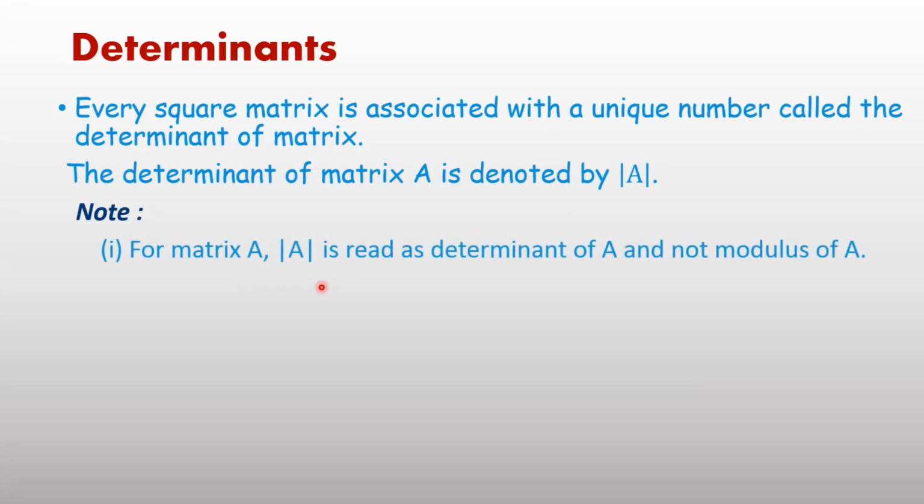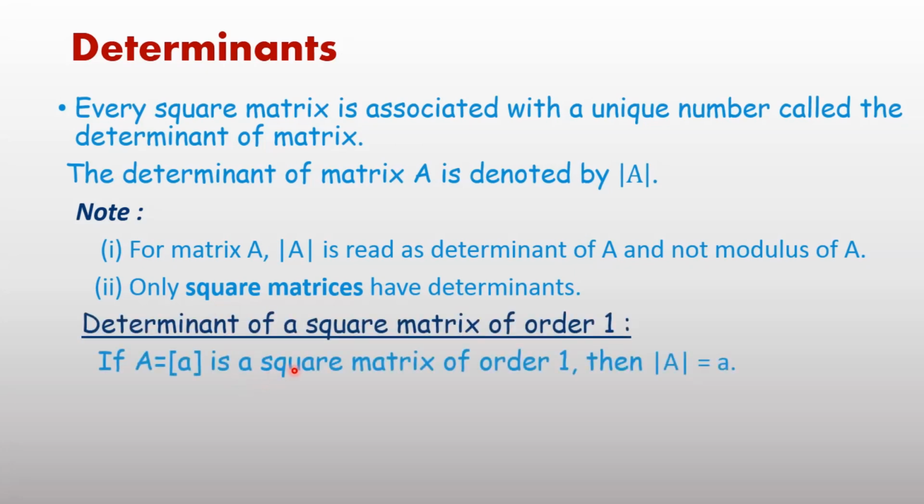For matrix A, only square matrices have determinants. Two points you have to remember. The definition is clear. If any square matrix is given, it is associated with a unique number. That number is known as the determinant. And in symbolic form, it is read as determinant of A and not modulus of A. And only square matrices have determinants.